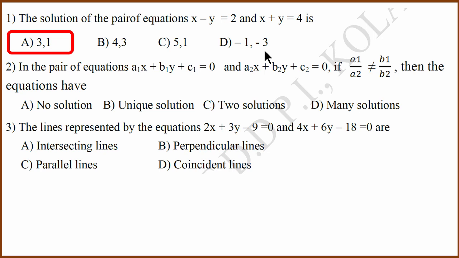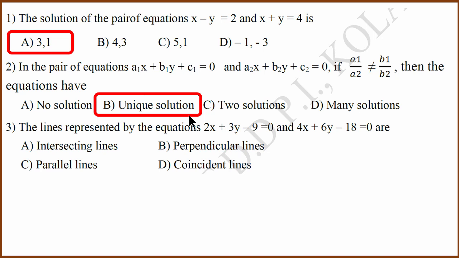Second question: a1, b1, c1 equation and this equation. If a1 by a2 is not equal to b1 by b2, then the equations have what kind of solution? Now, if they are not equal, then they are intersecting lines. If they are intersecting lines, they have a unique solution. Intersecting lines have a unique solution.